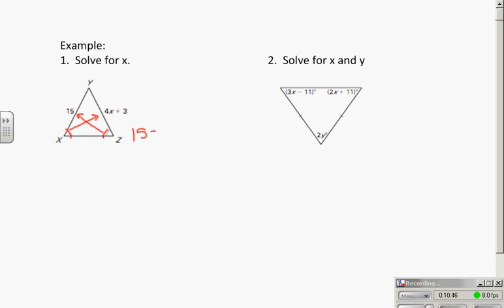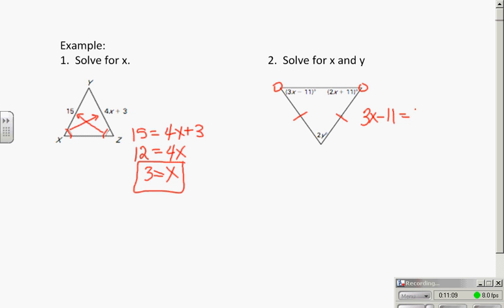A couple of examples. These are using the isosceles triangle theorem. So obviously if these base angles are equal, that means that these sides are equal. So 15 is equal to 4x plus 3. Subtract 3 from both sides. Divide by 4. And 3 is x. This is a two-step problem.